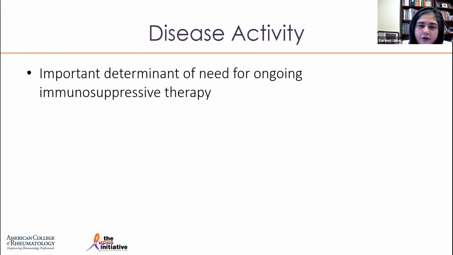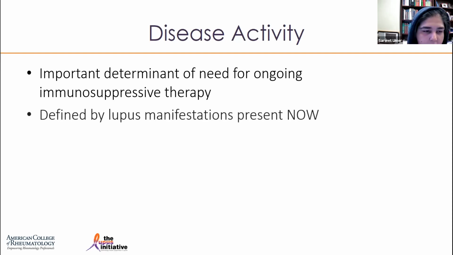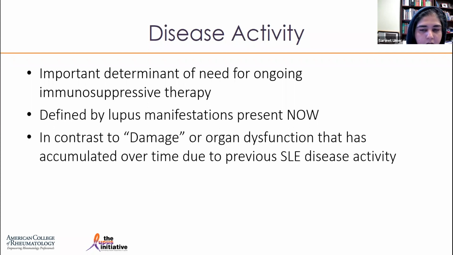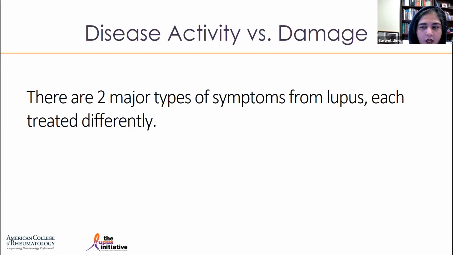So with disease activity, the important determinant is we look for how much persistent disease is there for ongoing immunosuppressive therapy. And it's defined by what manifestations are present at the time when you're seeing the lupus patient. So lupus patients may have damage or they may have disease activity. And the role of the rheumatologist is always to figure out how much is the chronic damage and how much is the persistent activity so that we can tailor immunosuppressive therapy according to that.